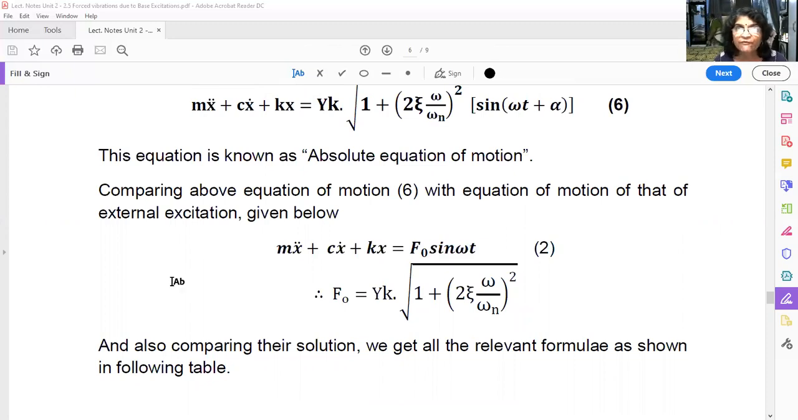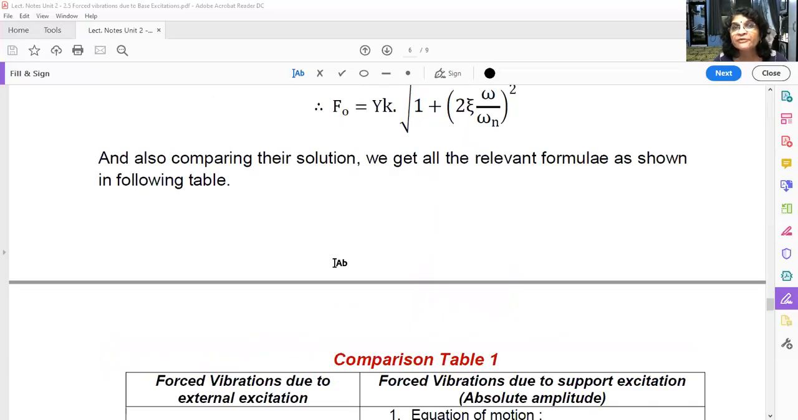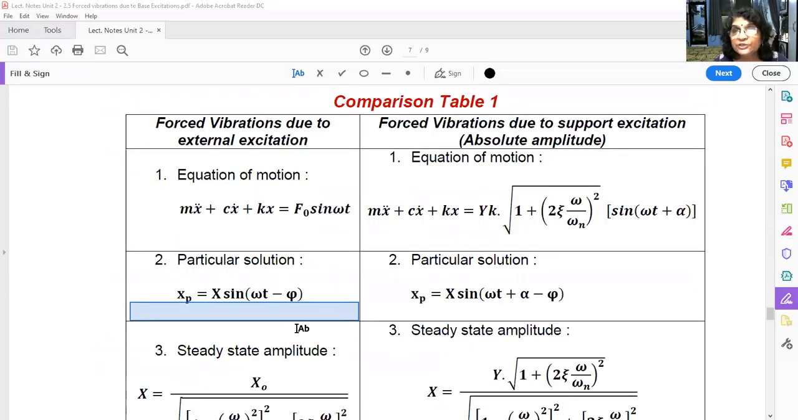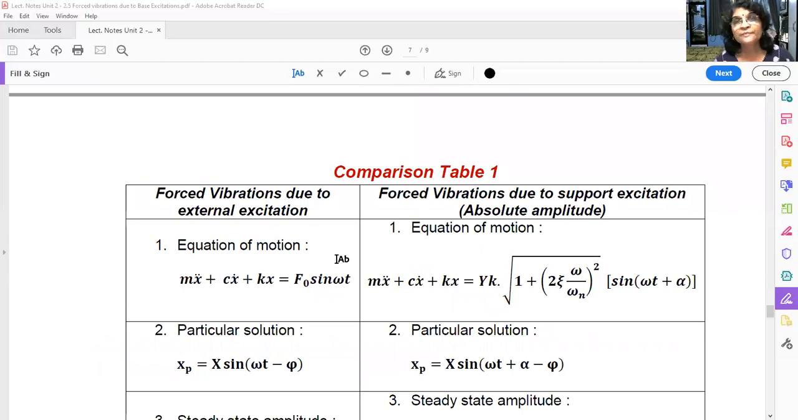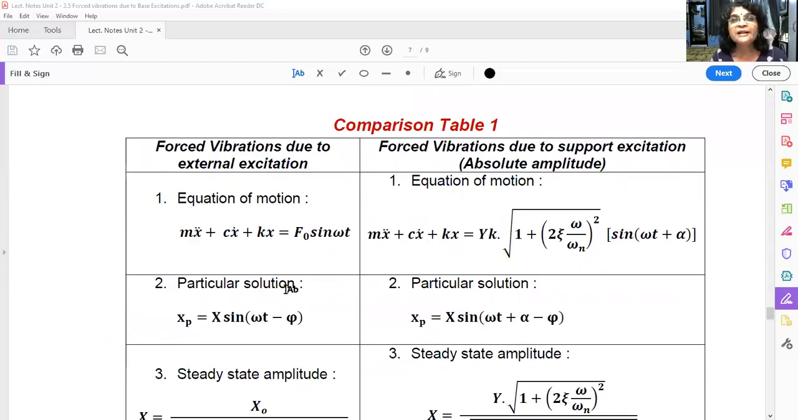The first case is forced vibration due to external excitation, and the second case is forced vibration due to support excitation, only the absolute equation of motion. So we have to compare their equations and their solutions also. Here is the comparison table. What is on the left hand side? Forced vibration due to external excitation. What is on the right hand side? Forced vibration due to support excitation, absolute amplitude.